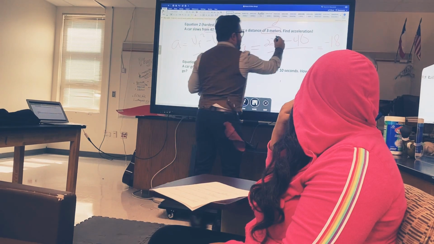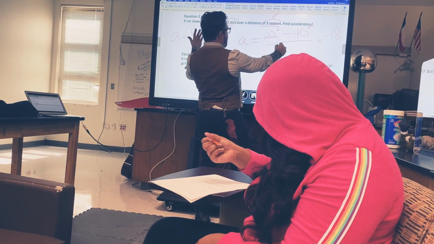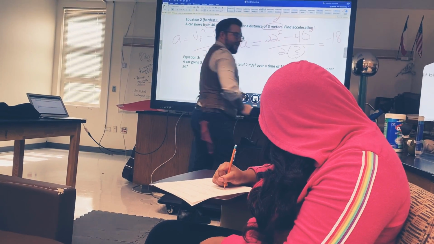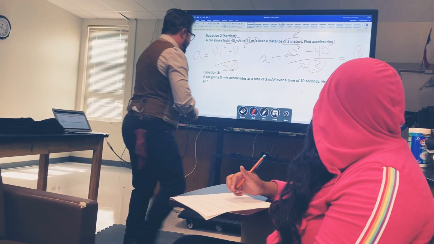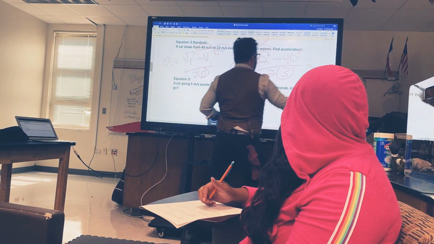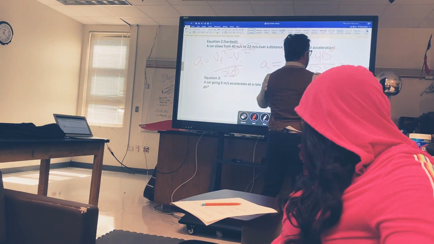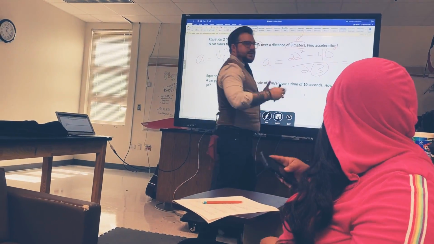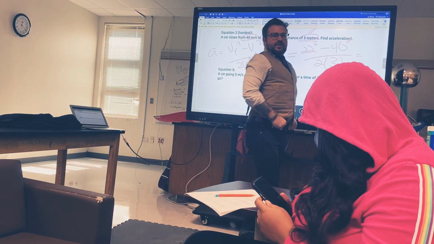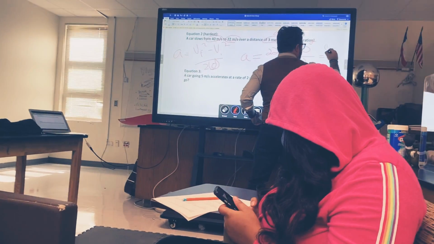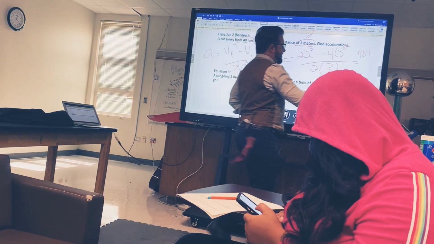Let's do that. 22 squared minus 40 squared over 2 times 3. I don't want to do that. I know you know how to do it. Let's do it together. Someone bust out their calculator. What is 22 squared? 22 times 22. 22 squared isn't a negative number. 484. 484 minus, what is 40 squared? 1,600.